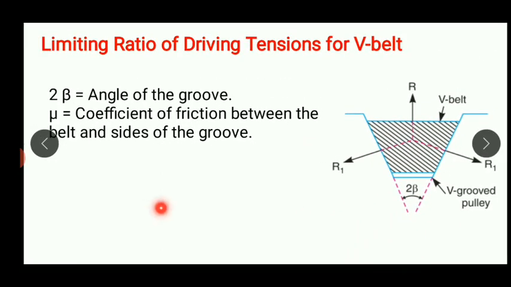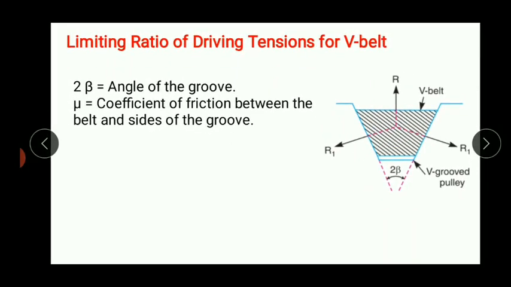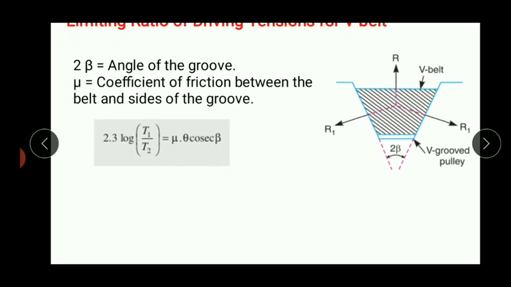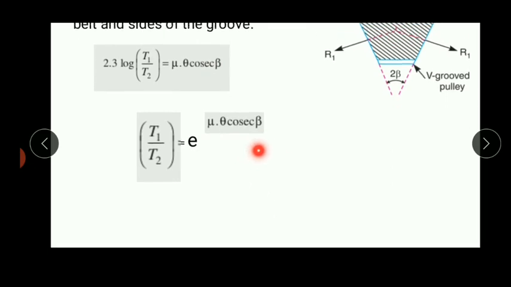So this angle ranges from 30 degrees to 40 degrees, we had seen earlier. Mu is the coefficient of friction between the belt and the sides of the groove. So it comes up to 2.3 log of T1 upon T2 equal to mu theta cosec beta. We can again represent it as T1 upon T2 is equal to e raised to mu theta cosec beta. We had only rearranged these two equations, both equations are the same. Only what we had done is rearrange this equation in terms of the exponential function e.